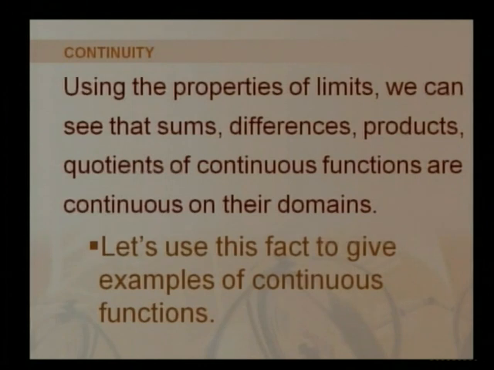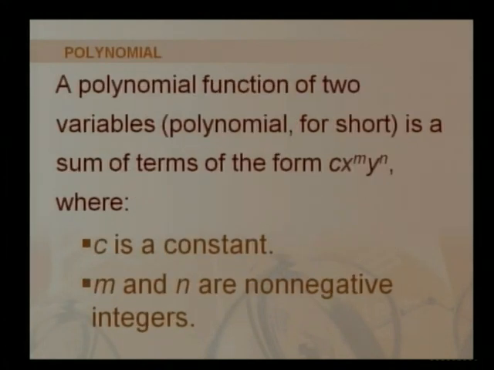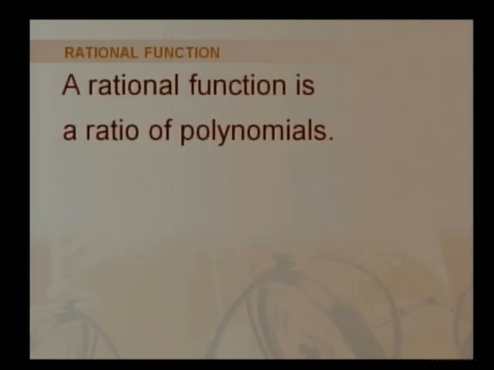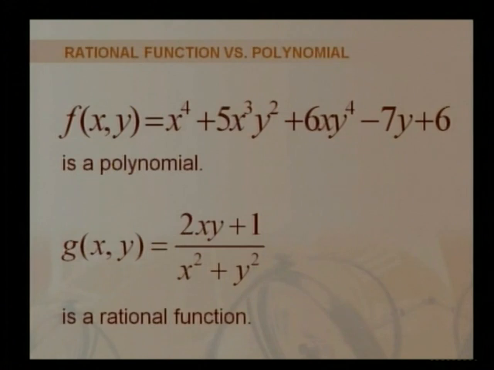Using the properties of a limit, we can see the sum, differences, products, and quotients of continuous functions are again continuous on their domains, and let us use this fact to give examples of continuous functions. A polynomial function of two variables, which we call a polynomial in short, is a sum of terms of the form c times x raised to some power m times y raised to some power n, where c is a constant, and m and n are non-negative integers.